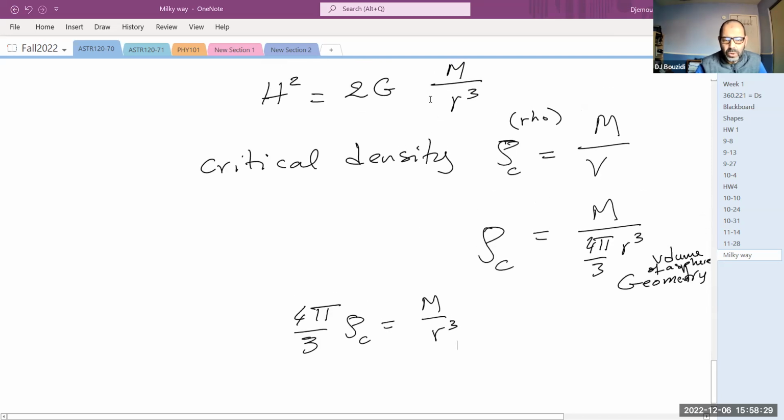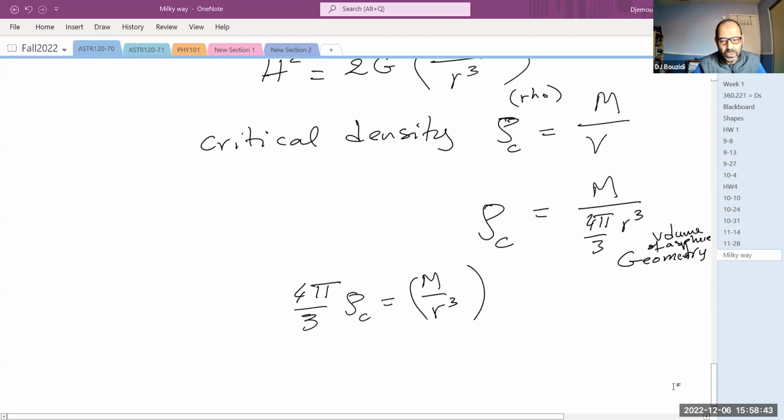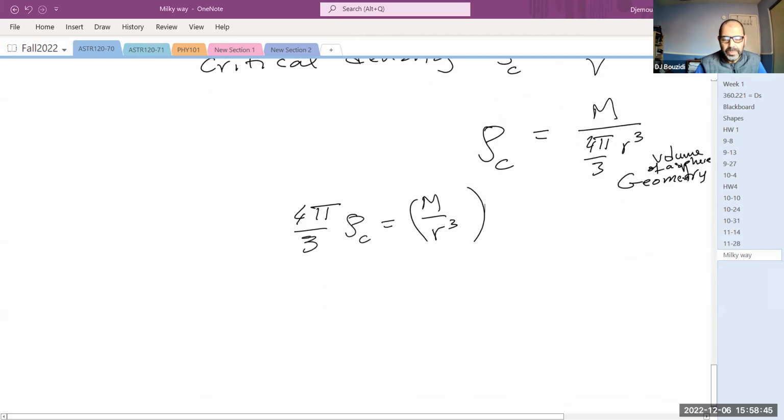Now I have m over r cubed in here, and I have m over r cubed in here. All I have to do is just substitute this value of the mass of the universe divided by r cubed by this value in terms of the critical density, because that's what I'm trying to find, the critical density. And actually the book gives you that value too. So let me find it, okay?